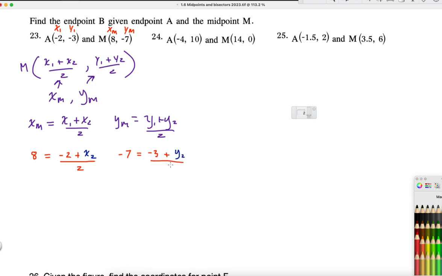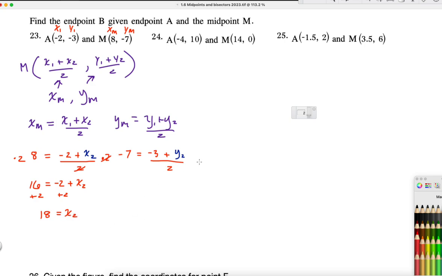So I've set both of these up. I can now solve for x sub 2 and y sub 2. So here we go. I need to first get rid of this divide 2. So I'm going to multiply 2 to both sides to get rid of this divide 2. And now I've got 16 over here, negative 2 plus x sub 2. Now I'm going to add 2, and I get 18 is my x sub 2 value.